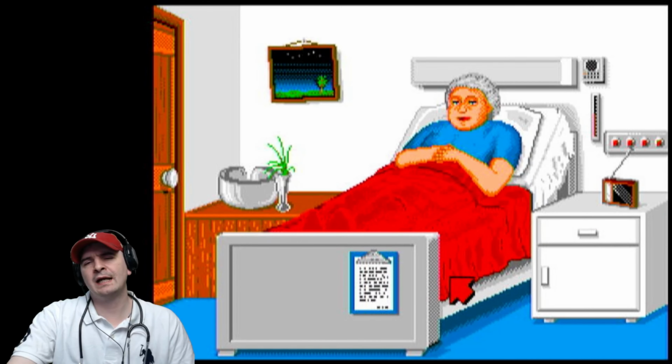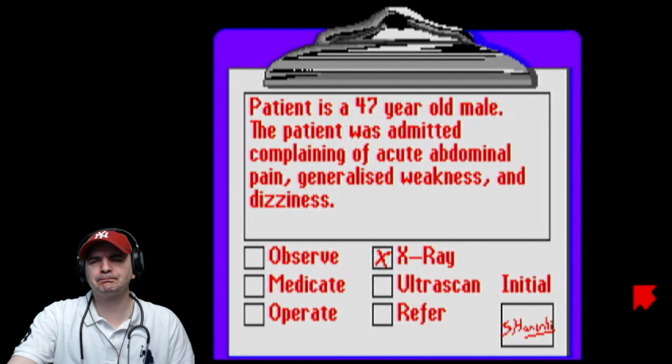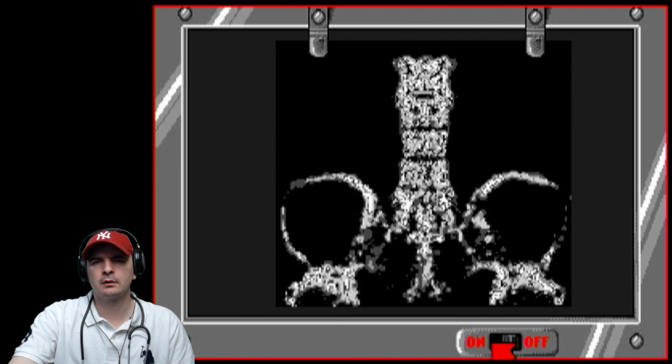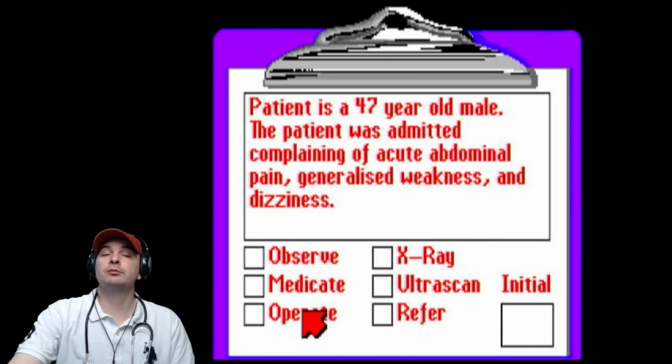Let's have a look at our options. X-ray. Right, no kidney stones. So I'm going to operate.